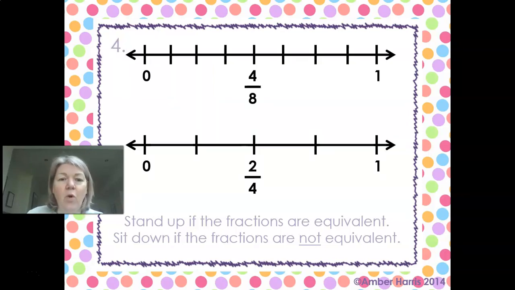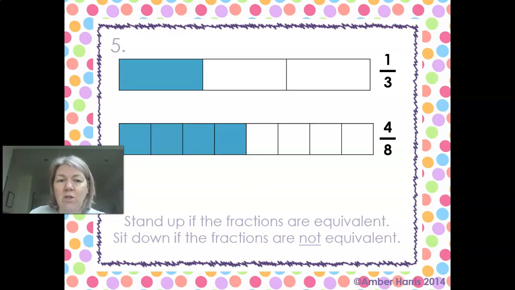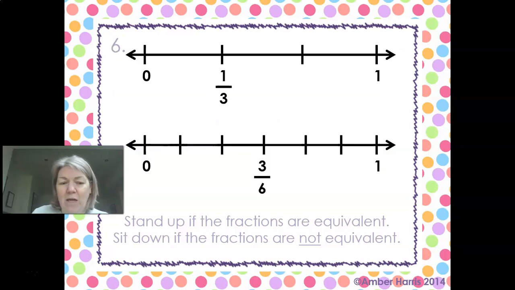Number 4. Ooh, a number line. Stand up if you think 4/8 is equivalent to 2/4. Sit down if you don't think they are. You should be stood up. They are equivalent fractions. 1/3 and 4/8. You should be sat down. Those are not equivalent fractions. 1/3 and 3/6. I think you can see very clearly from those number lines that those fractions are not equivalent. We know 3/6 is equivalent to a half.